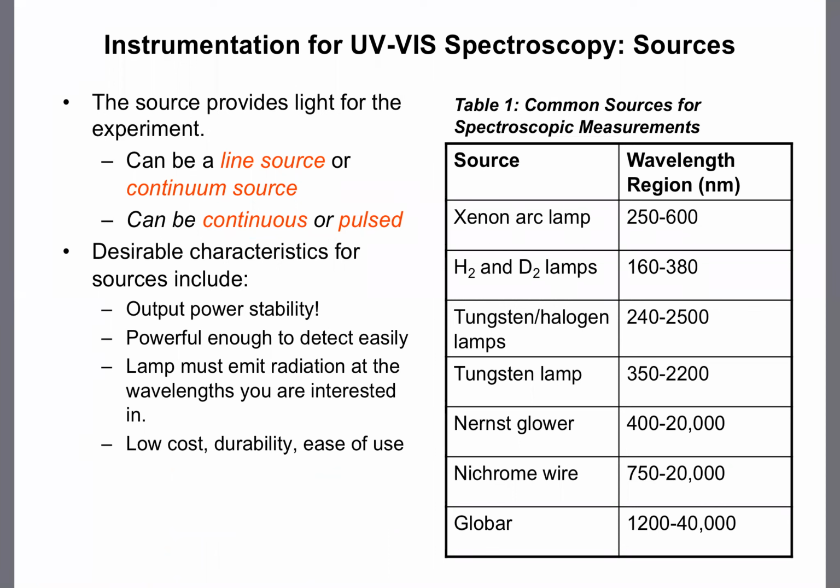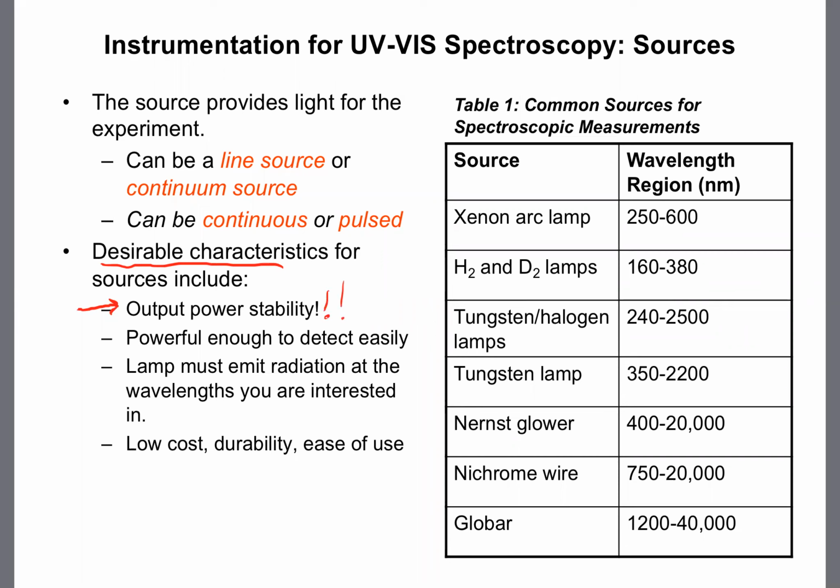Regardless of what type of source we use or what exact source, there's some desirable characteristics. These are things that are characteristics of our source that we would really like our source to exhibit. And the biggest one for UV-Vis molecular absorption spectroscopy is output power stability.